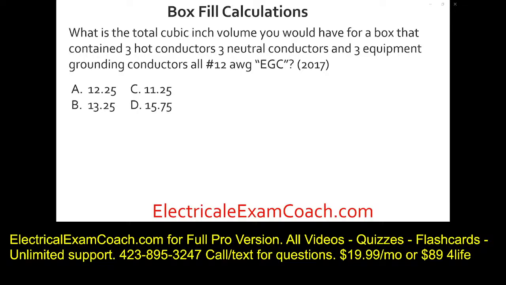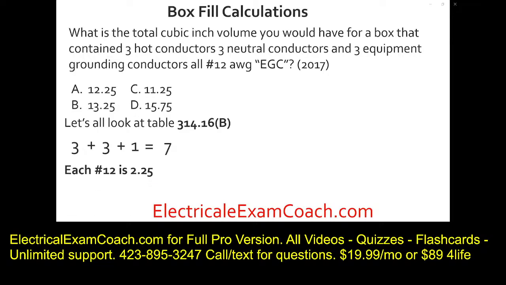Let's do one more quick practice for the 2017. We got 3 hots, 3 neutrals, and 3 equipment grounding conductors, all of the same size. We're going to take those 3 hots, the 3 neutrals, and then all of the equipment grounds count as one total based off the largest conductor that's in the box. That gives us 7. Now we bear our math out, end up with 15.75, and we select D.